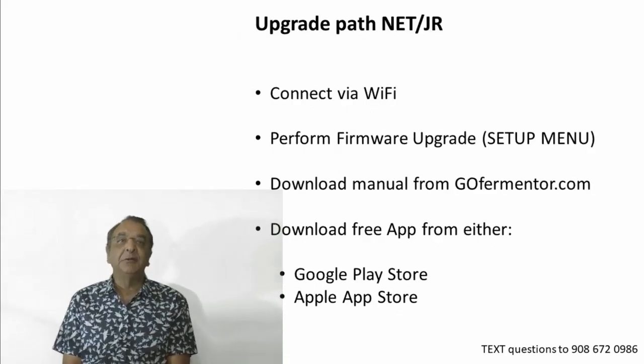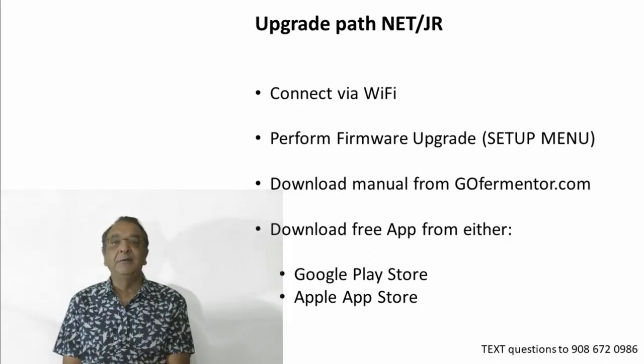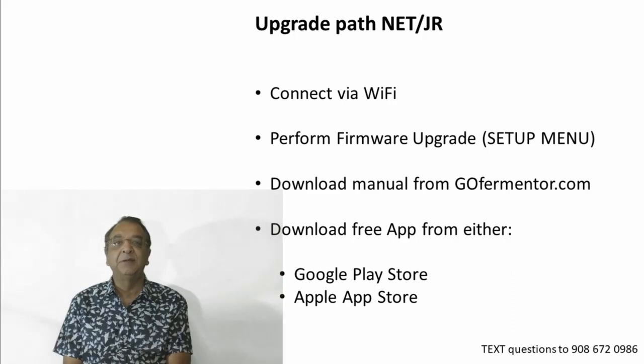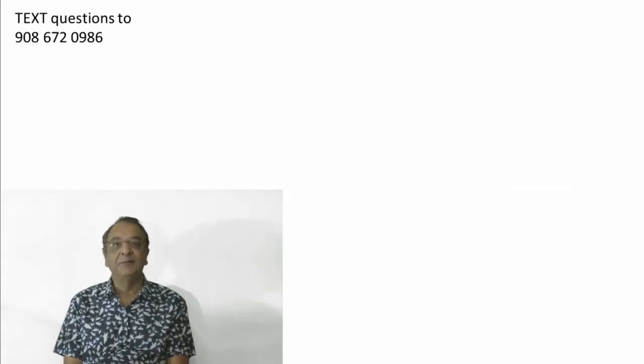I also want to make you aware that we have a clear upgrade path. We never want to leave our prior clients in the lurch. All your equipment can be upgraded remotely. What you have to do is connect your Gofermentor via Wi-Fi, go to the setup menu, and choose the option firmware upgrade. That will go to the internet and download the latest firmware into your machine. Then you go to our site, download the manual, so you know how to operate the smartphone app, and then download the free app from either the Google Play Store or the Apple App Store. And you'll be up and running in a few minutes.